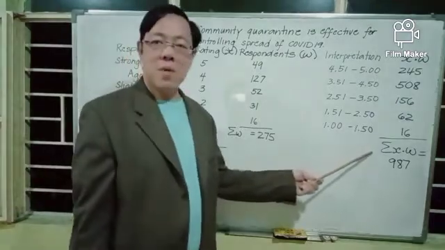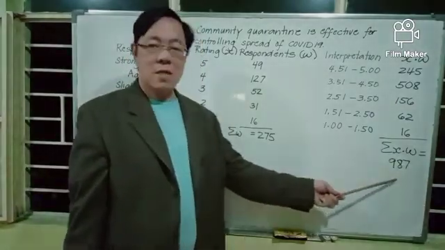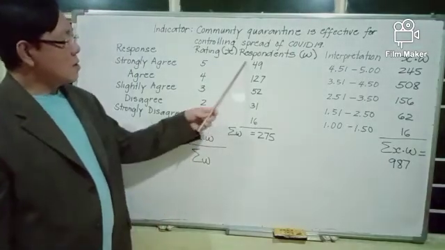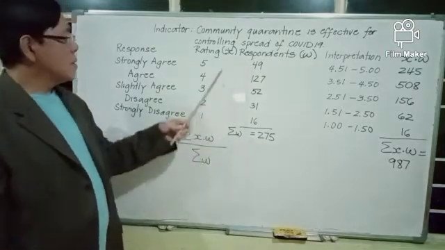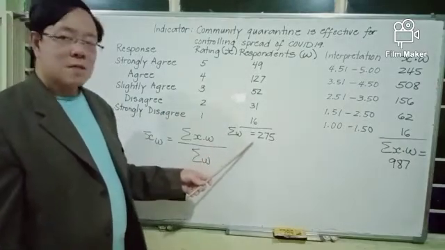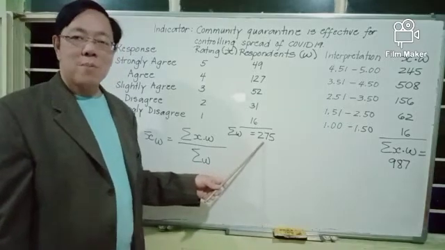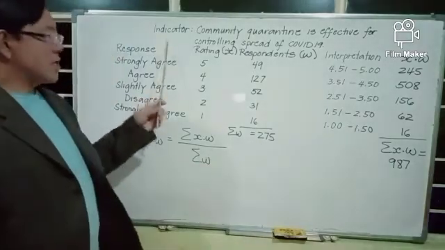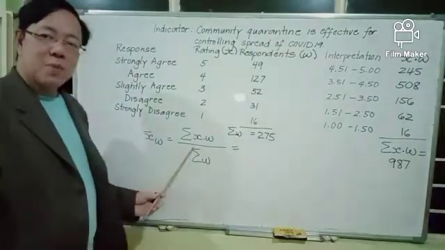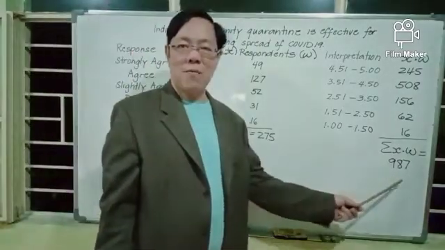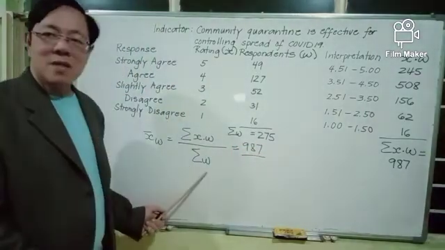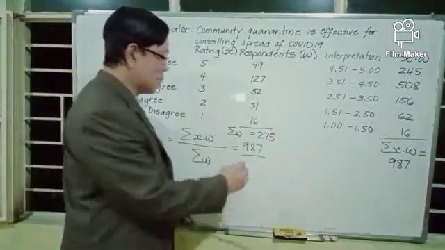And the summation of the product x times w, 987, is to be divided by the summation of the weights. And our weights are the number of respondents who gave these ratings of 1 to 5. And we have added the summation of the weights, which is equal to the total number of respondents. Hence, for this particular indicator, the weighted mean is equal to the summation of the products x times w, 987, divided by the sum of the weights, or the total number of respondents, 275.